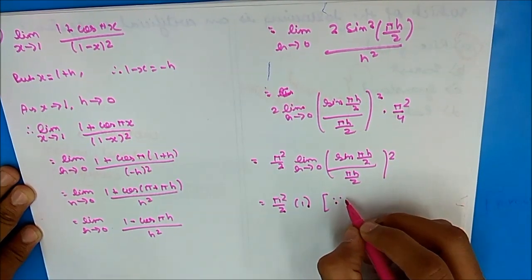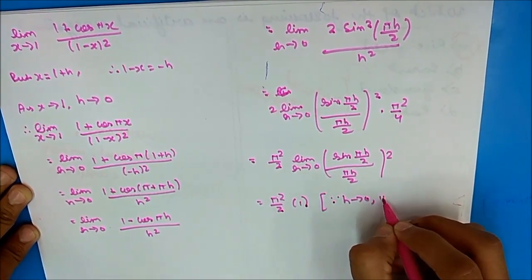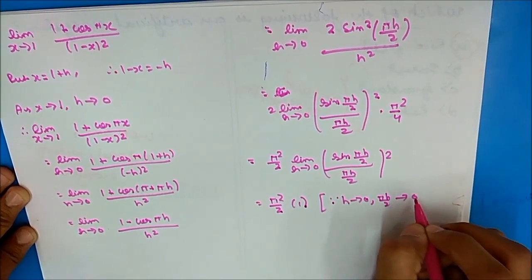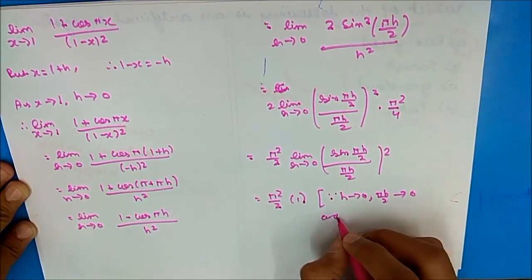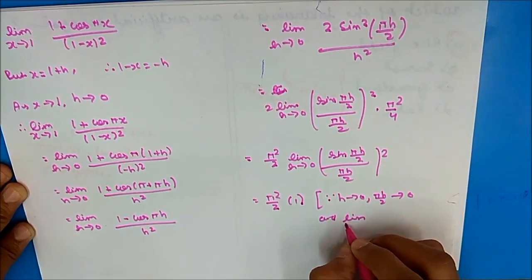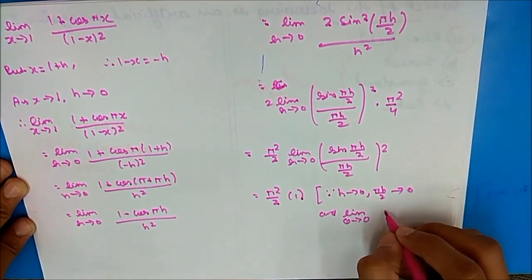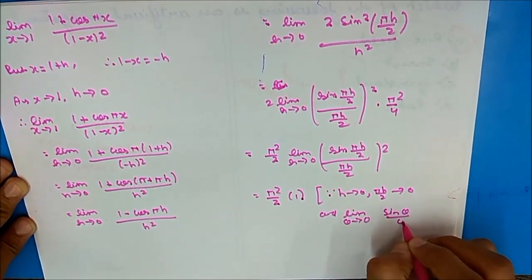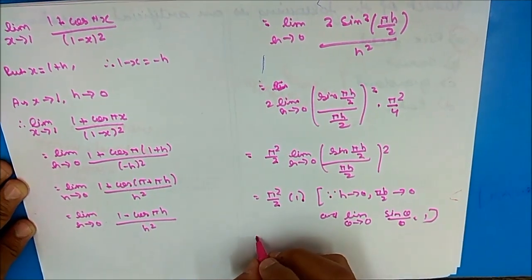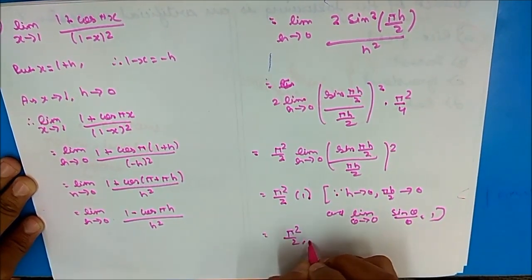The reasons are, as h tends to 0, pi h by 2 will tend to 0, and limit theta tends to 0 of sin theta upon theta is 1, hence pi square by 2.